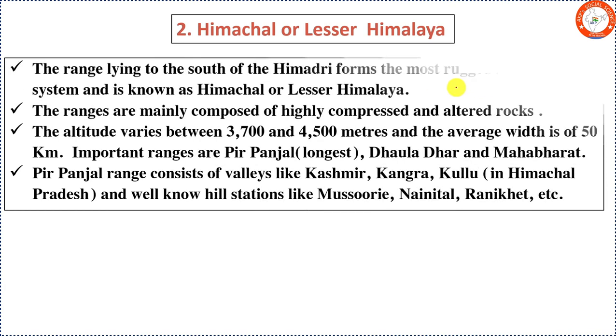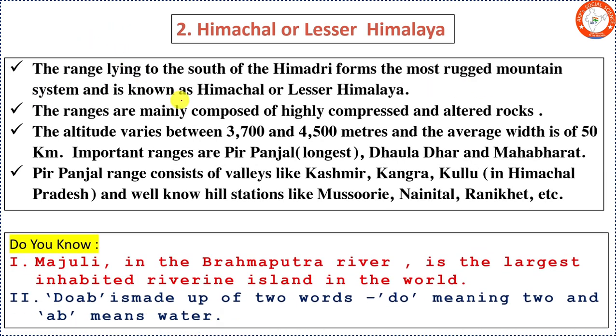Himachal or Lesser Himalayas. This range lying to the south of Himadri forms the most rugged mountain system and is known as Himachal or Lesser Himalayas. The ranges are mainly composed of highly compressed and altered rocks. The altitude varies between 3,700 to 4,500 meters with an average width of 50 kilometers.